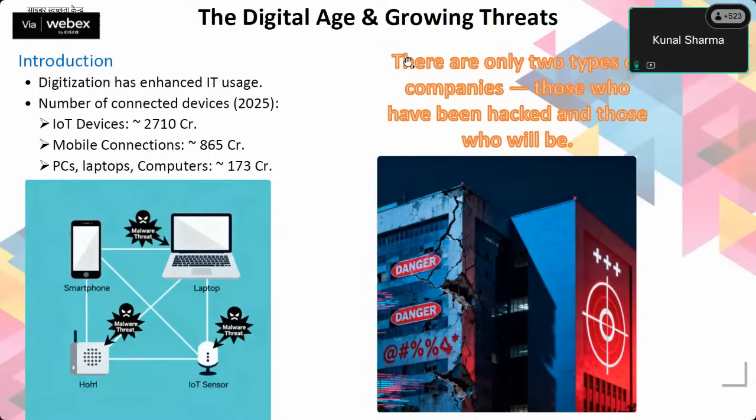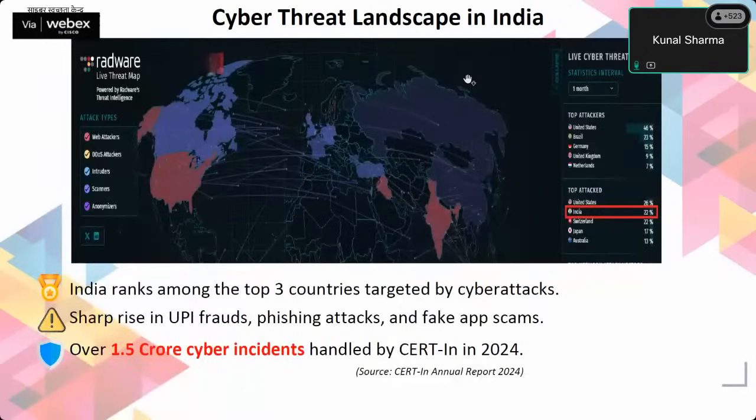And after this, we can come to how India is being seen in the global scenario. Here is a small screenshot wherein we can see that India is among the top 3 countries that are being attacked currently, because digitization has increased a lot in India. So they are on the radar of many cyber attackers throughout the world. In CERT-In alone, we have seen that in 2024, almost 1.5 crore cyber incidents were handled by CERT-In. All these incidents included phishing links, ransomware, UPI frauds, and many other kinds of attacks. As a global trend also, we have seen that UPI frauds, KYC scams, fake app scams, and ransomware have all increased a lot.